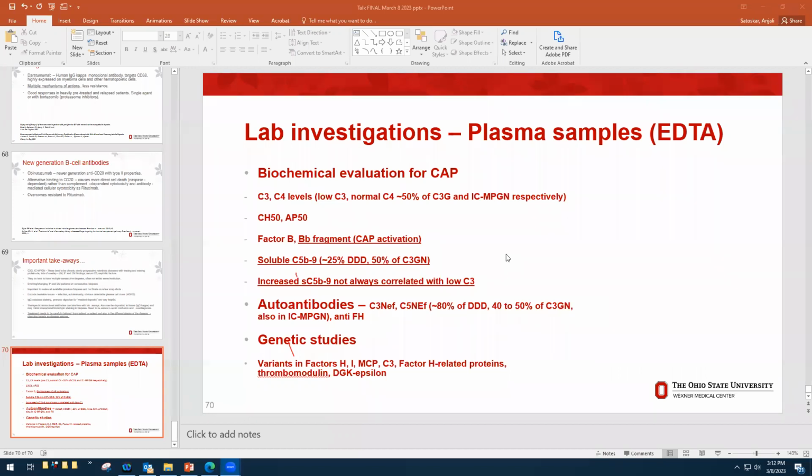But of course, you need to first exclude any other obvious etiologies, as I said, such as autoimmune disease or infection, or monoclonal gammopathy.